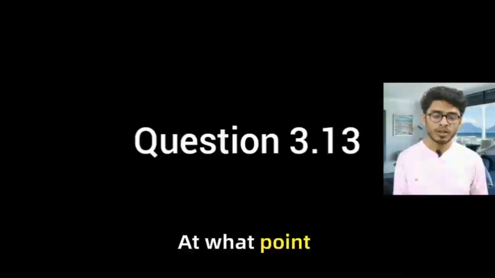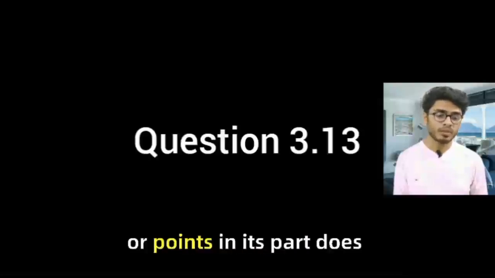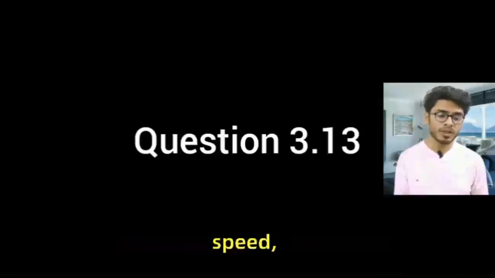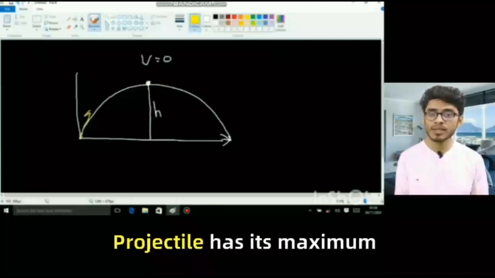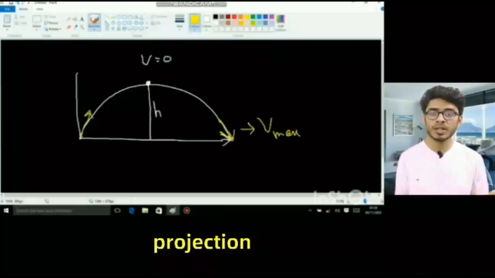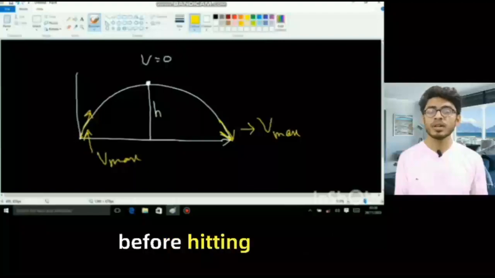At what point or points in its path does a projectile have its minimum speed, its maximum speed? The projectile has its minimum speed at maximum height, and the projectile has its maximum speed at the point of projection and just before hitting the ground.